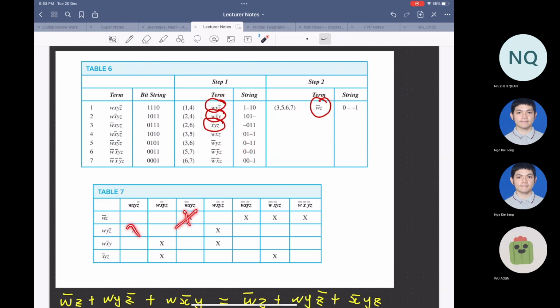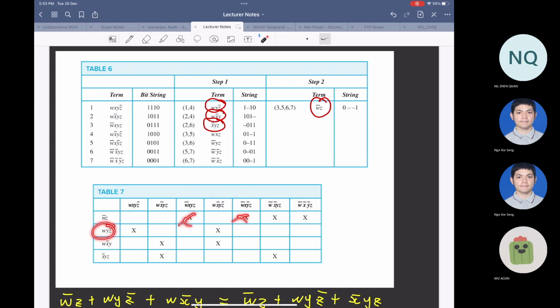So how to put a cross here? So if you see that this implicant appears inside the min term, you will put a cross. Okay. So W bar Z is not in the first two, so there's no cross. But W bar Z is in here. W bar Z is in here. W bar Z is not in here. It's in here. It's in here. Okay, so you put a cross.